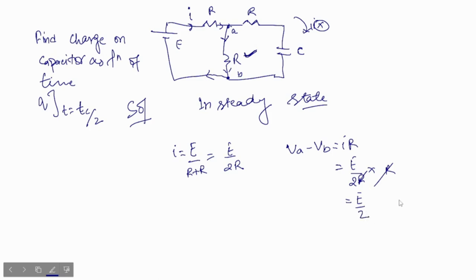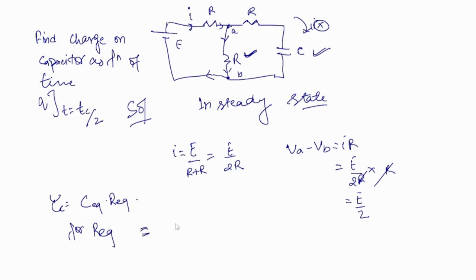Now you know that tau C is the time constant. It is actually C equivalent into R equivalent. Now for R equivalent, see, these two are connected in parallel and the third one is in series. The modified circuit will be something like this. We are talking about the steady state situation. We know that C equivalent is this.